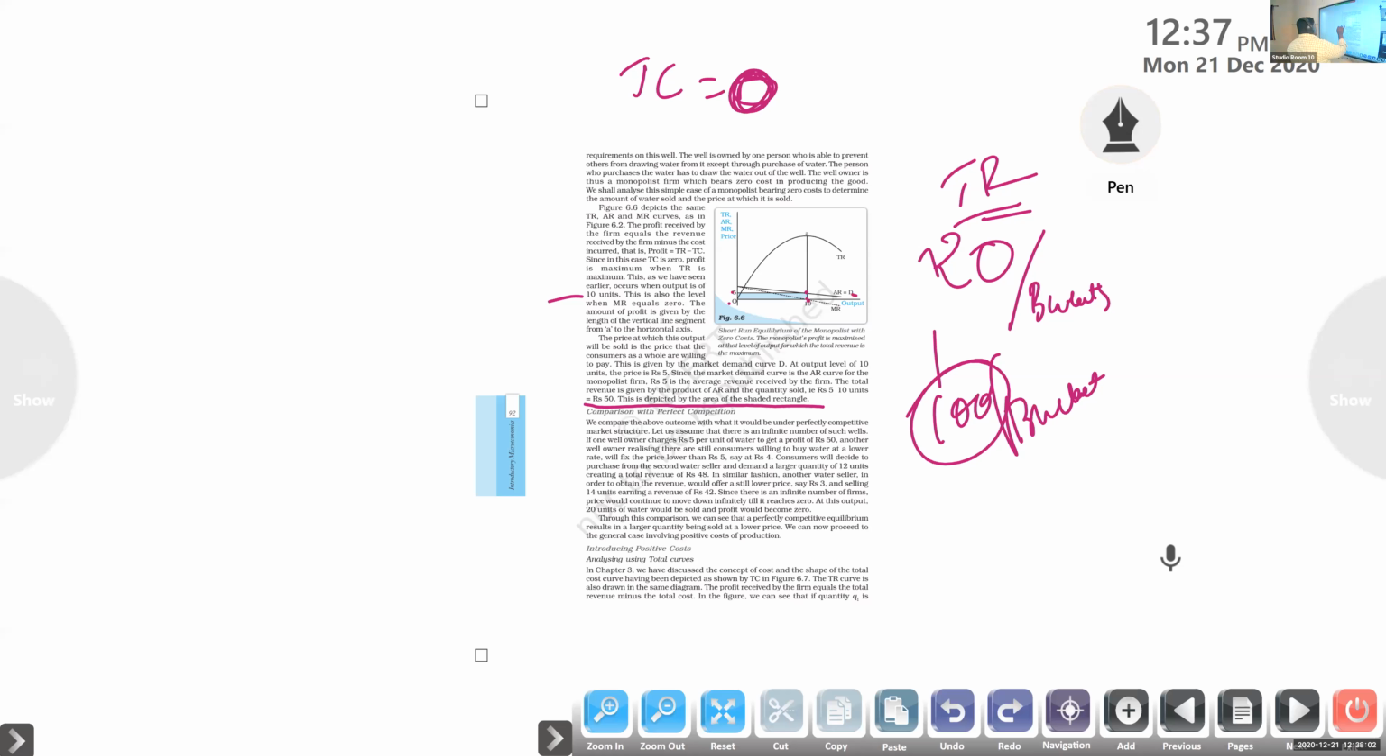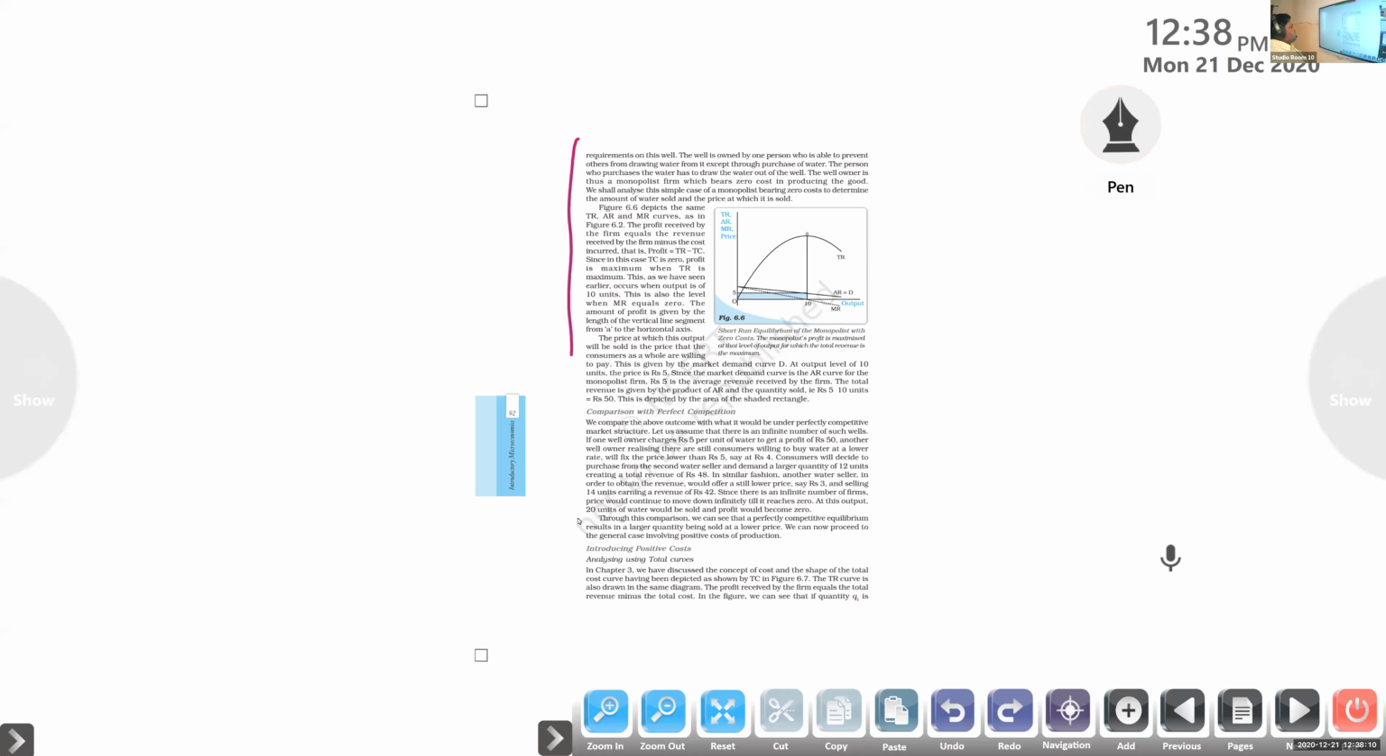So this non-competitive market condition we are comparing with a perfectly competitive market condition. So we compare the above outcome with what it would be under a perfectly competitive market structure. Let us assume that there is an infinite number of such wells. In a non-competitive market, no one is there to compete.